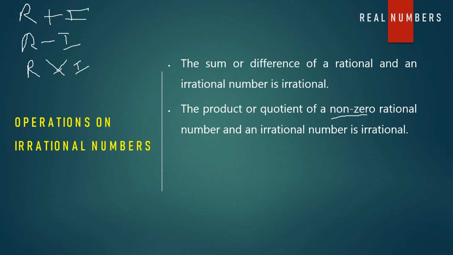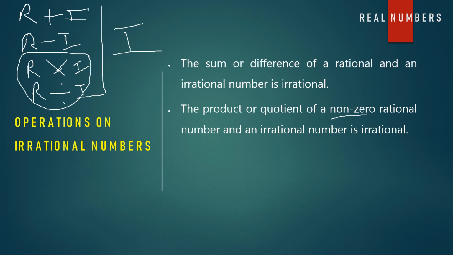What will happen if R is 0? 0 into I is 0, so we will get a rational number. Okay, R should not be 0. Now, R by I or I by R, both we can take in case of quotient. Here also R minus I and I minus R, both are right. Now the answer is always I. That is, the sum, difference, product and quotient of a rational number and an irrational number is always irrational. For the product and quotient, the rational number should be a non-zero rational number.